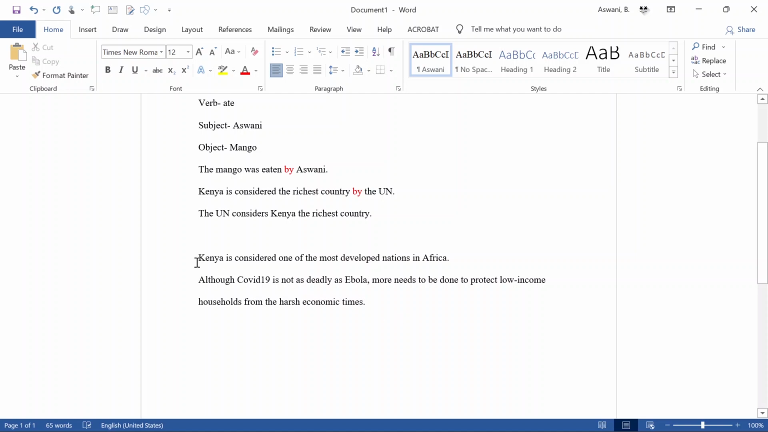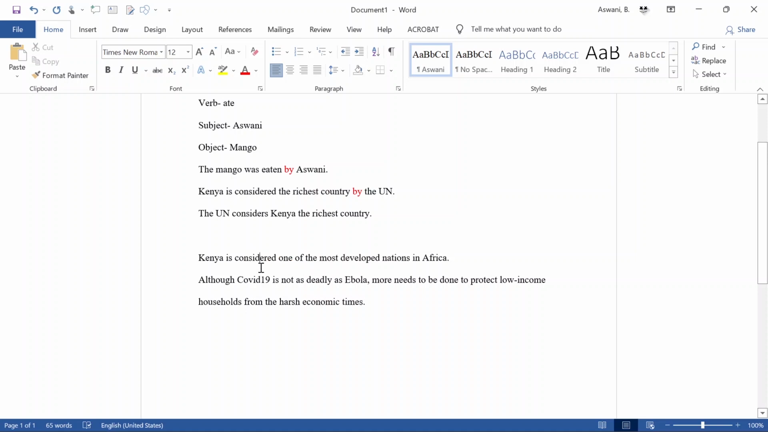These sentences appear okay in other fields, in normal speaking, when we are writing in other areas. But in this case, both of them are in passive voice. Because if I read this sentence, I can't really know who is considering Kenya the most developed nation in Africa. I need to know who I can go and ask, where did you get this information? You have not identified the subject.